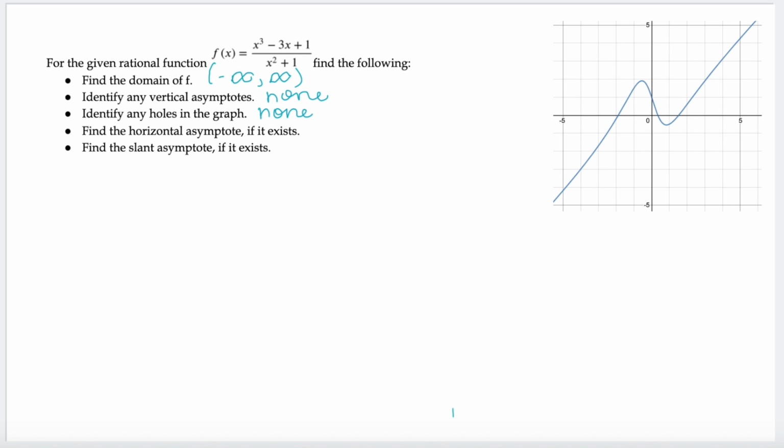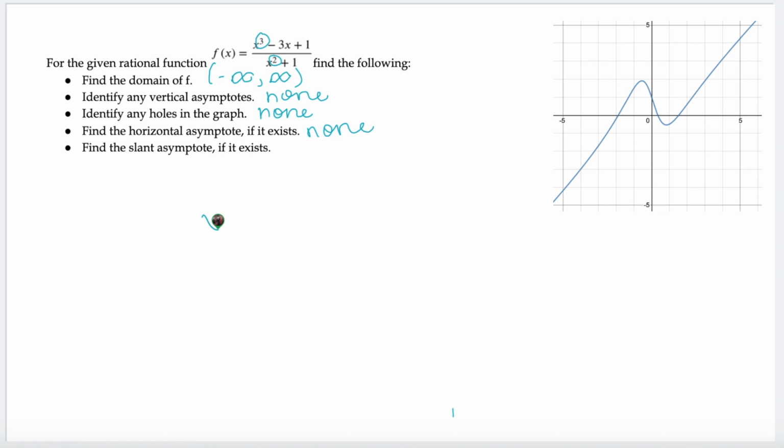We may have a horizontal asymptote, but we have to look at our exponents. The exponent of 3 is greater than the exponent of 2. So because the degree of p of x is greater than the degree of q of x, there is no horizontal asymptote. But because 3 is greater than 2 by exactly 1, we will have a slant asymptote.